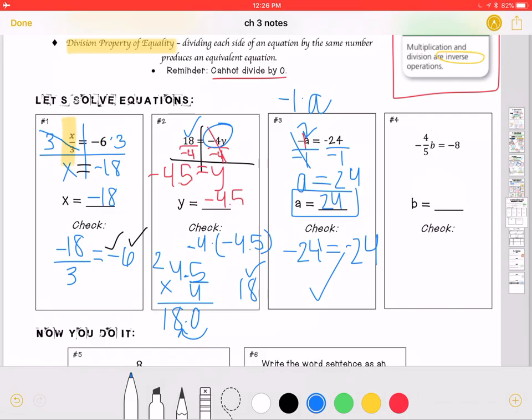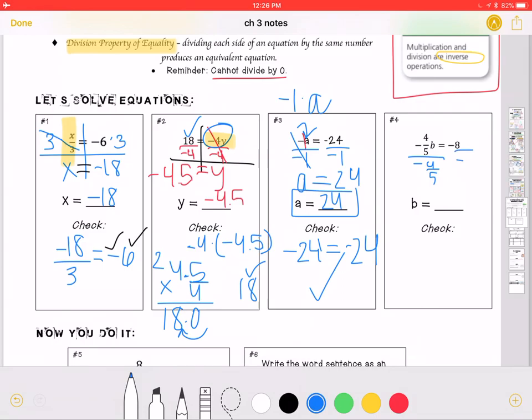All right, number 4 is where it gets a little tricky. I have -4/5 b equals -8. This is the coefficient. It's right in front of b, or right next to it, right? Just like -4 was right in front of y. They're in front of each other. So the operation happening right now is multiplication. So to get rid of that, we're going to divide by -4/5. And let me just tell you, this is one way to do it. I'll show you a second method in a minute once we do it this way.